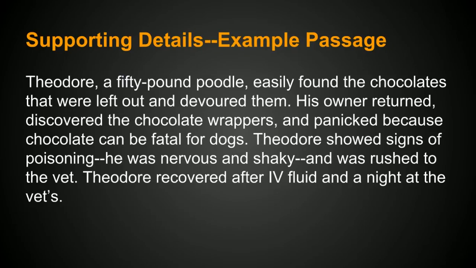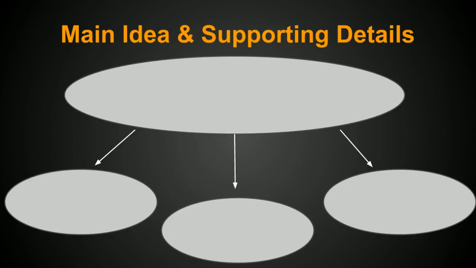Okay, so let's take a look at this sample paragraph. Theodore, a 50-pound poodle, easily found the chocolates that were left out and devoured them. His owner returned, discovered the chocolate wrappers, and panicked because chocolate can be fatal for dogs. Theodore showed signs of poisoning. He was nervous and shaky and was rushed to the vet. Theodore recovered after IV fluid and a night at the vet's.